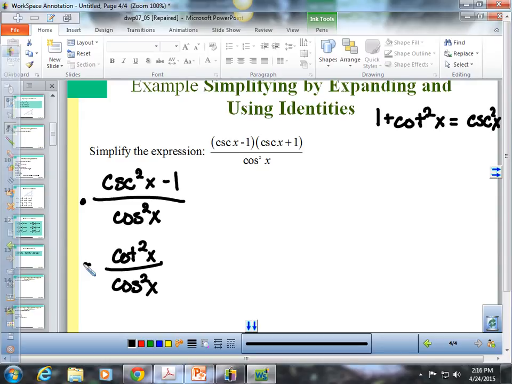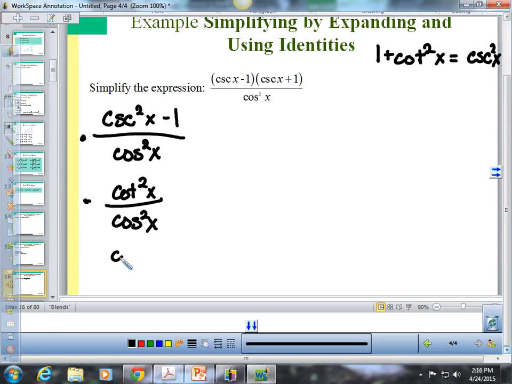Still more that we can do here, though. Again, our goal is to try to get everything in terms of what or what? Sine or cosine. Well, we've got a cosine in the bottom, but we don't have up top. Quotient identity, right? Cotangent squared is equal to? Cosine squared x over sine squared x. Cosine squared x divided by sine squared x. And folks, instead of dividing, we can do what? Multiply by. So let's multiply by the reciprocal of cosine squared.